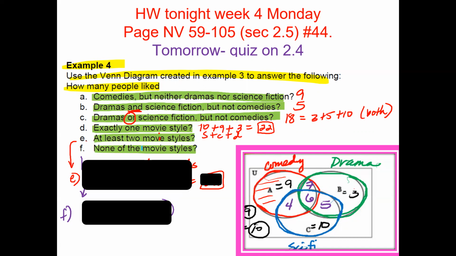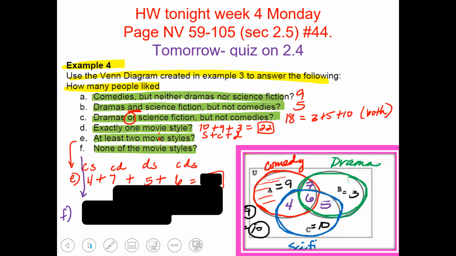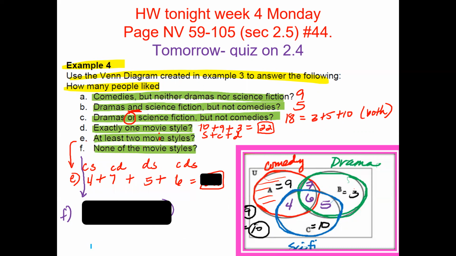Okay, E, at least 2 movie styles. So with at least 2 movie styles, you're looking at comedy and science fiction. So that's going to be 4. You can look at comedies and drama, which is going to be 7. You could look at drama and science fiction, which is going to be 5. Or, because it says at least 2, at least 2 means that it could be more than 2. So it could be somebody like all 3 movies, comedies, dramas, and science fiction. So it's going to include the 6 as well. So when you add everything together, your total is going to be 22.